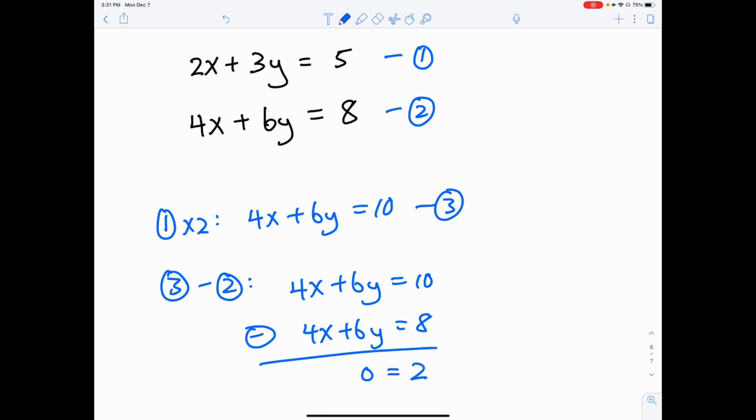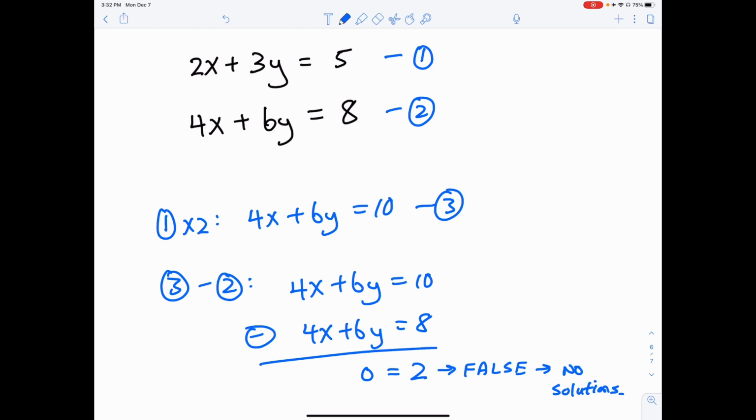In this situation, we have 0 equaling 2. This is a false statement. We know that that is impossible. So if it's a false statement, that means there are no solutions. And if we were to graph this, you would see two parallel lines that start at different places, hence there are no intersection points.